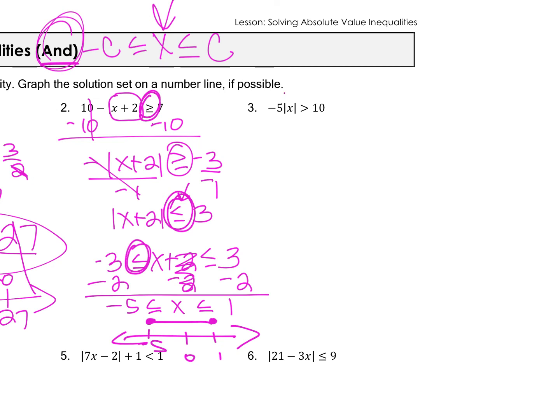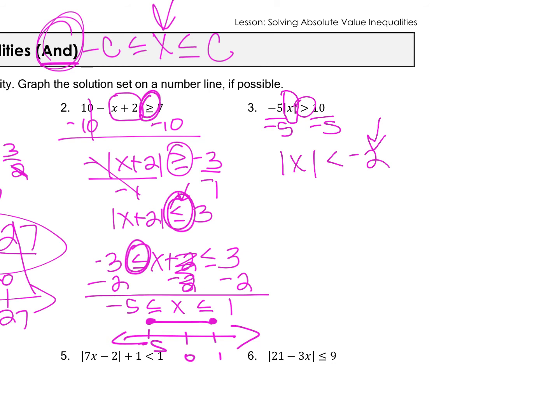All right, next one, isolate your absolute value. So we need to divide by negative 5, which will flip that. So that'll be the absolute value of x is less than negative 2. So remember, pay attention here. We ended up getting a negative.